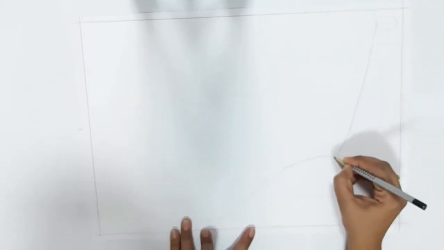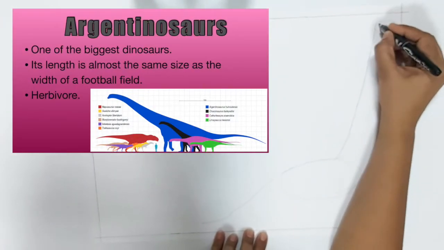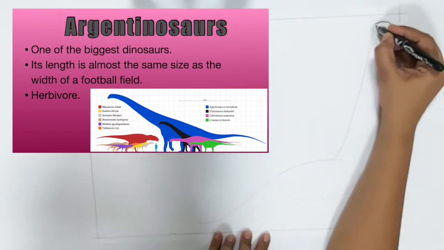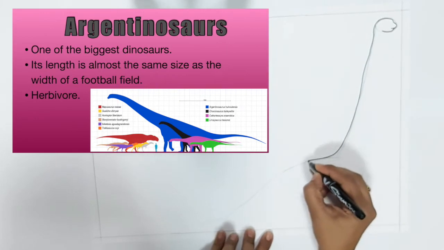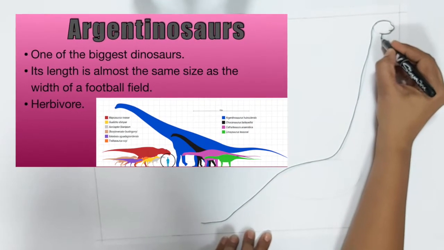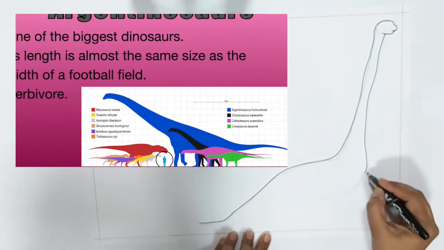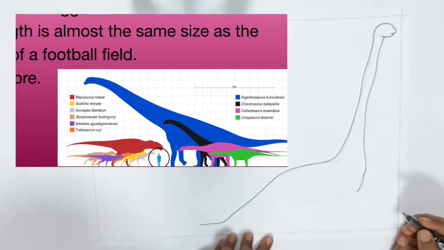The first dinosaur that we have brought for you is Argentinosaurus. They were one of the biggest dinosaurs known, and as you can see in this picture, the dark blue one, Argentinosaurus, and its comparison to all the other dinosaurs and the human, which is shown in a circle, can be evidently seen. They were really huge.